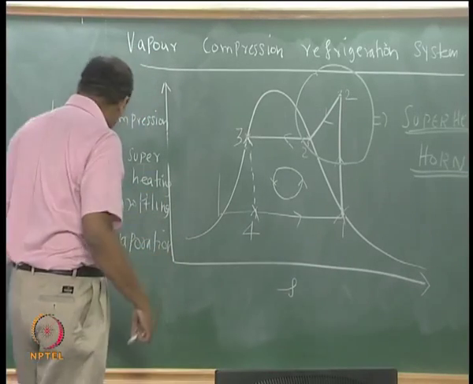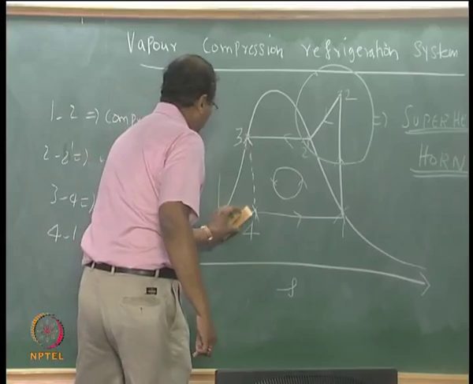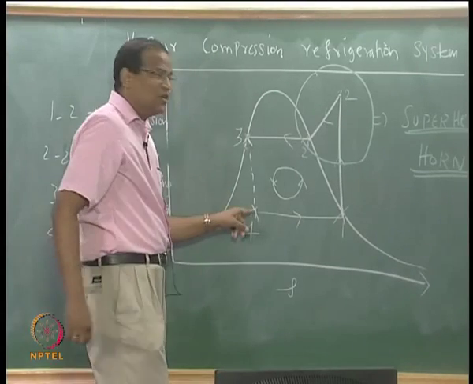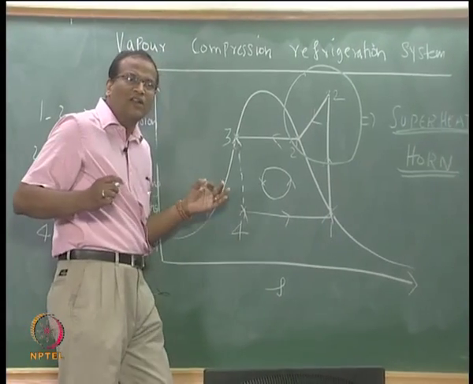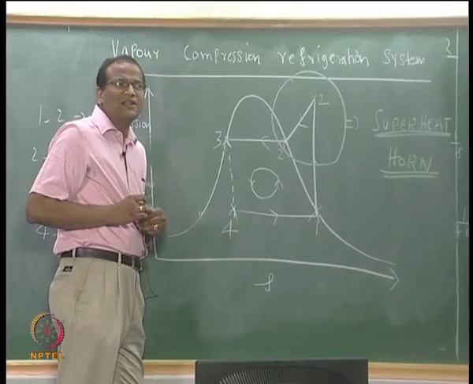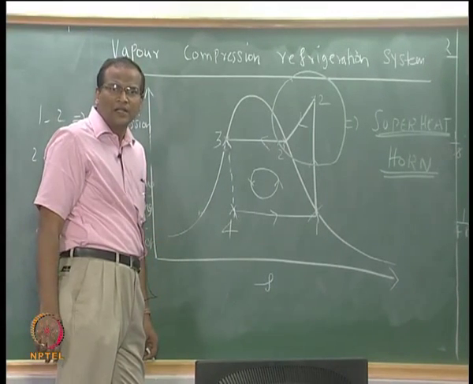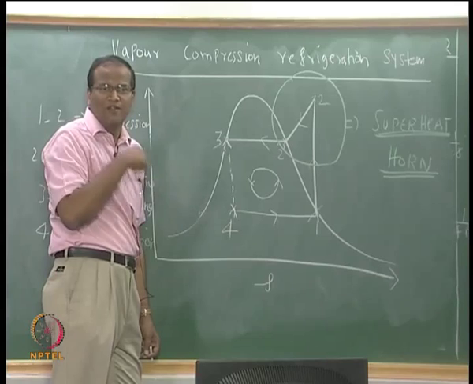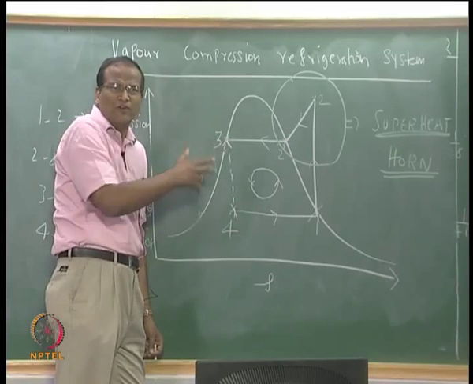You remember the Rankine cycle? Okay. So, at state 4, now you have got a cold refrigerant. For example, this can be used both for refrigeration and air conditioning.